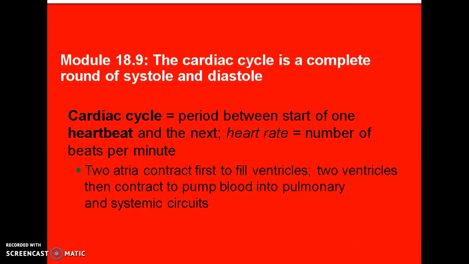The cardiac cycle is a complete round of systole and diastole. Systole means contraction, and diastole means relaxation. So the cardiac cycle is the period between the start of one heartbeat and the next, and the heart rate is the number of beats per minute. Both atria are contracting at the same time, and both ventricles are contracting at the same time.